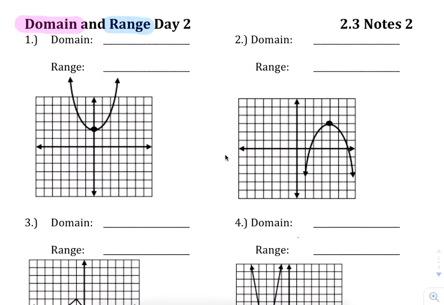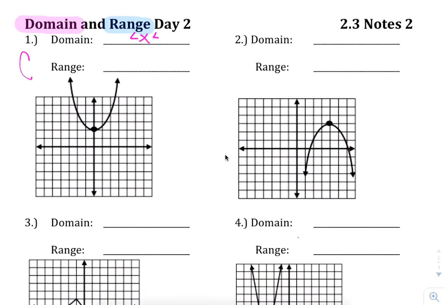I'm going to do domain in pink. My domain is my x's, so first thing I need to do is decide is it discrete or continuous. It's continuous because I have a line or a curve. So that means I'm going to start my domain by making the sandwich. And I'm trying to say, how far to the left did it go? How far to the right did it go?